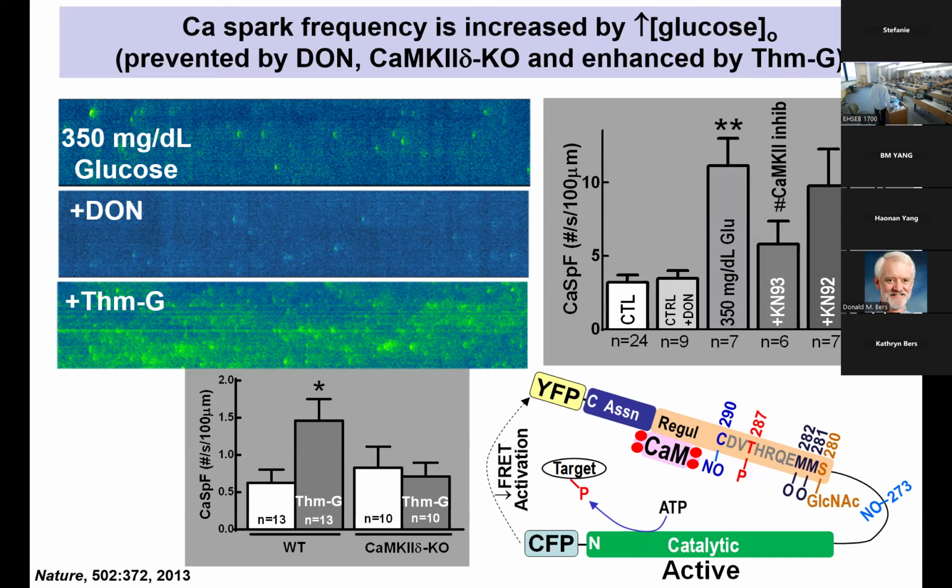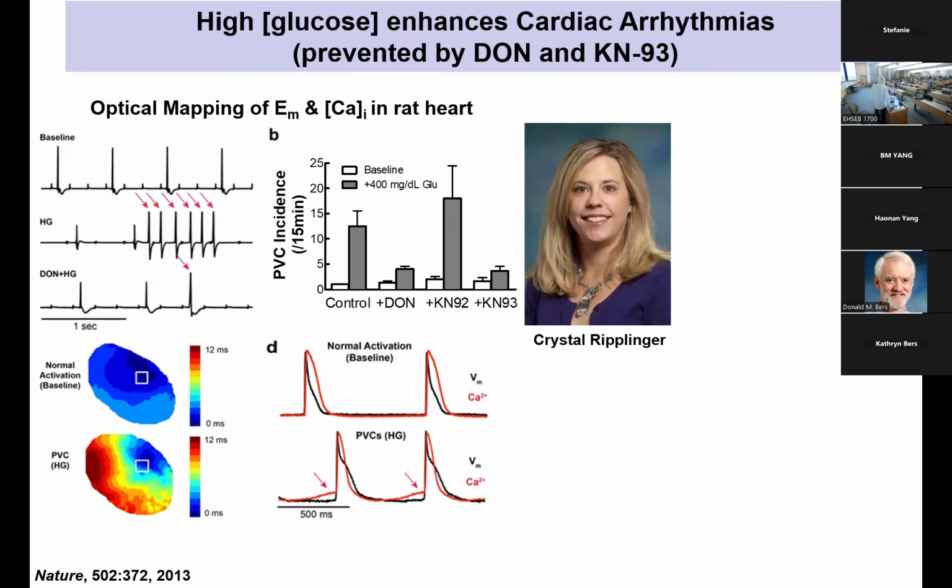And if you knock out CaMKII delta, which we had mice for at that time, you could also abolish the effect of inhibiting the removal enzyme, thiamet G, which created hugely sparky myocytes. So Crystal Rippinger was in the department then, and we asked her, or maybe the Nature editors asked us, to show something in a real organ. And so she did these optical mapping experiments with a perfused heart and showed that just high glucose promoted these PVCs to occur.